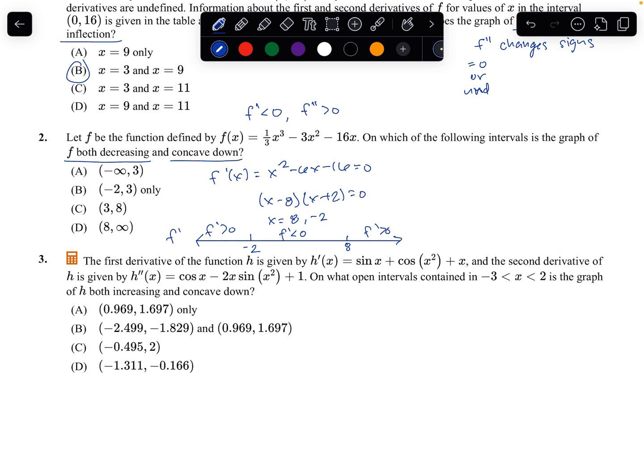Okay, so I already know that I'm going to be between -2 and 8. Anything right now between -2 and 8 is an option. So it's not going to be A, it could be B, it could be C. It's not going to be D, so it's not going to be A or D.